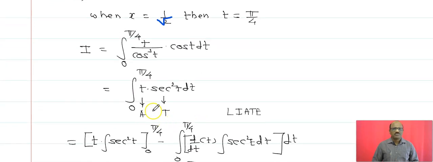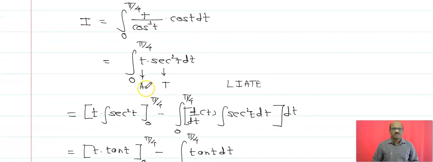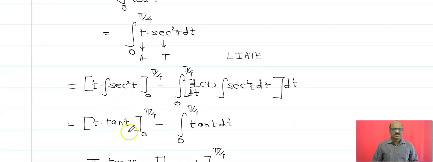Now see here, two types of functions are present: one is algebraic and the second is trigonometric. By the ILATE rule, this order is correct. Now, by integration by parts, first function into the integral of the second. The first function is t, the integral of the second is tan t, so [t tan t] from 0 to pi by 4 minus the integral from 0 to pi by 4 of the derivative of the first, that is the derivative of t, into the integral of sec square t dt. The integral of sec square t is tan t.